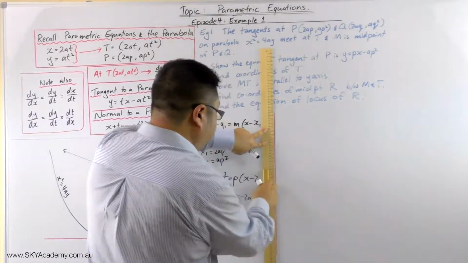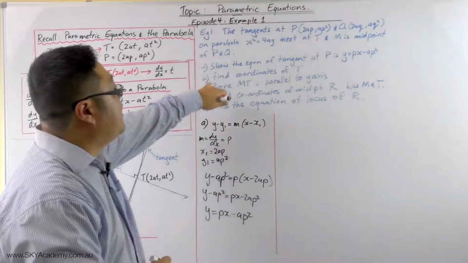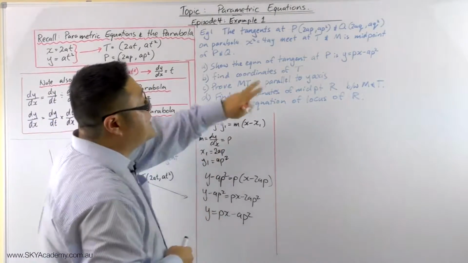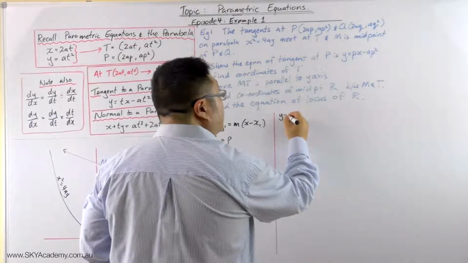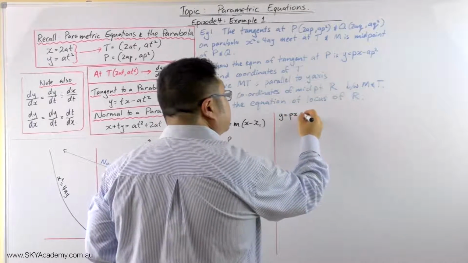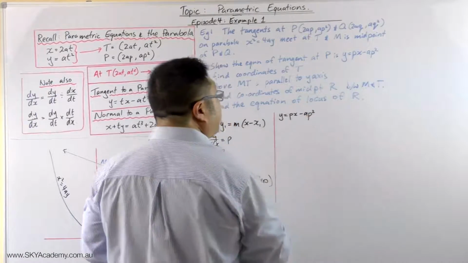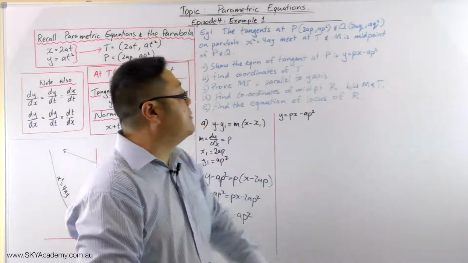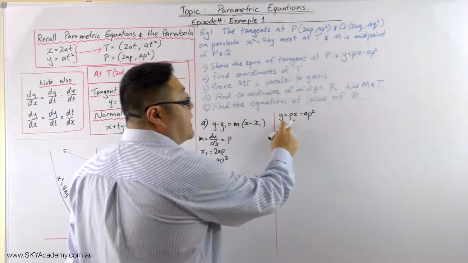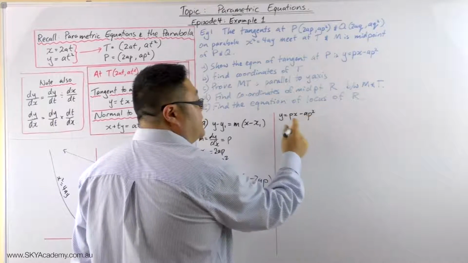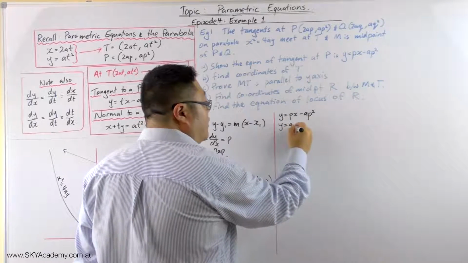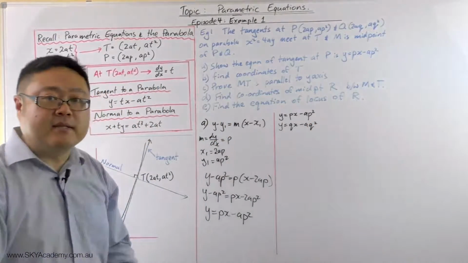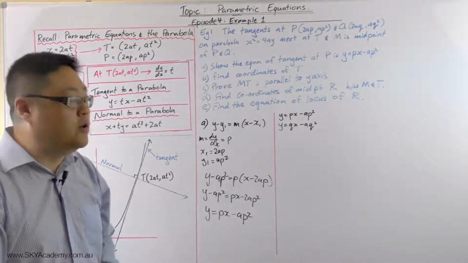All right, that's part A. Let's do part B. It says find the coordinates of T. Now, if the tangent at P is y equals px minus ap squared, what do you think the equation of the tangent at Q is going to be? Well, it'll be exactly the same, but instead of p's you'll have q's, so y equals qx minus aq squared. So basically we need to mind our p's and q's.